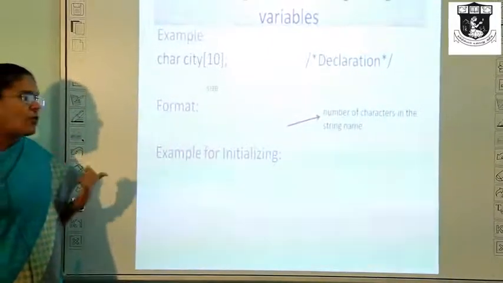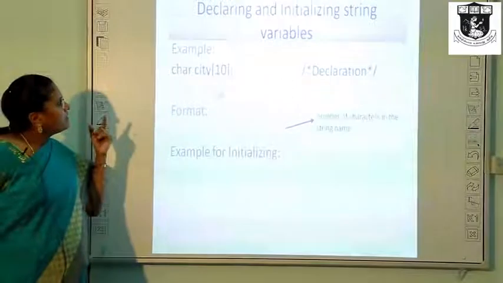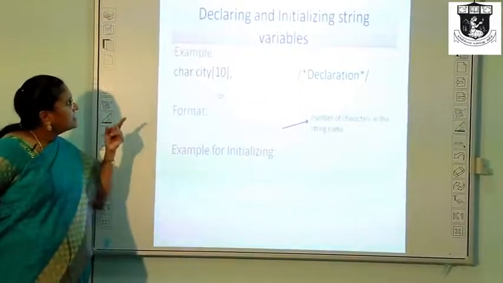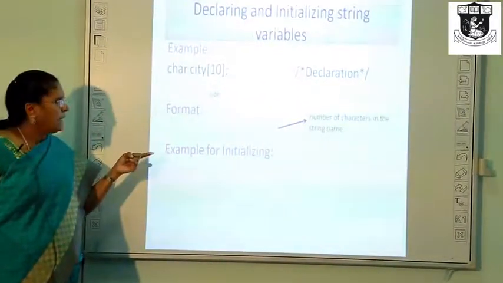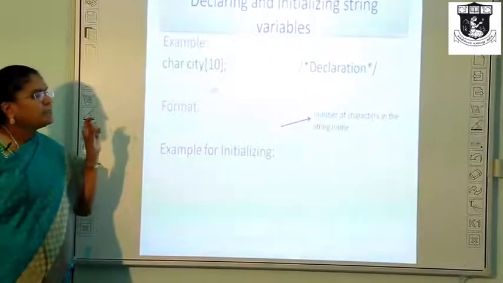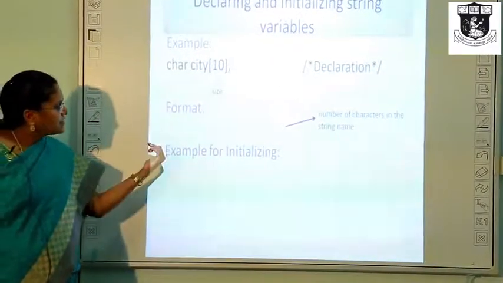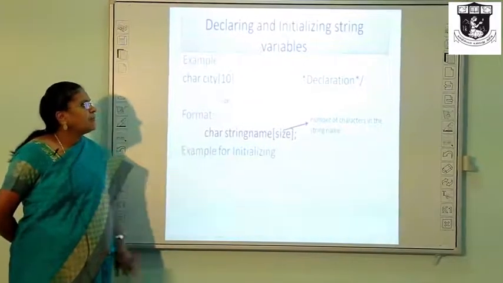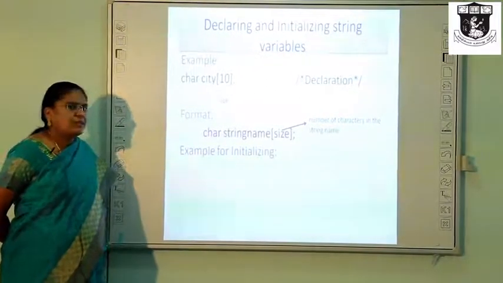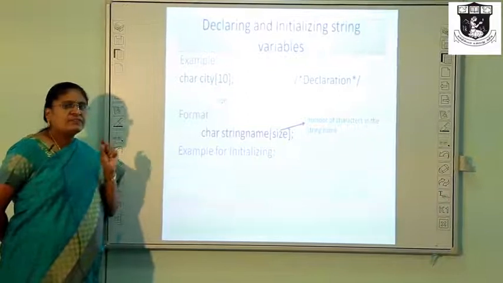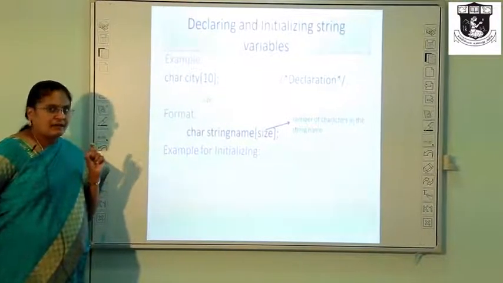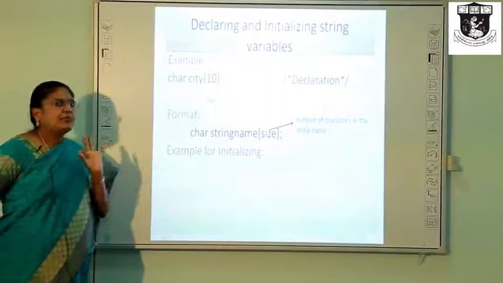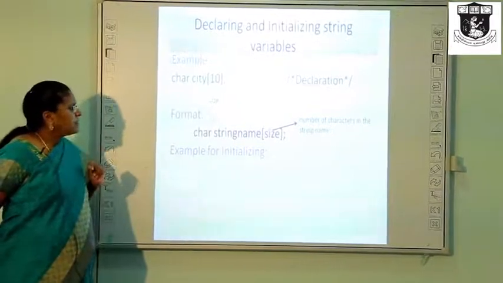Now we'll see the format of it. The format will be the same, which means char, instead of city it will be your string name, and instead of 10 it will be the size. So the next one is char city_name[size], which means size is the number of characters in the string name. The square brackets is your array, and that tells you the number of characters. Now we'll see an example for initialization.